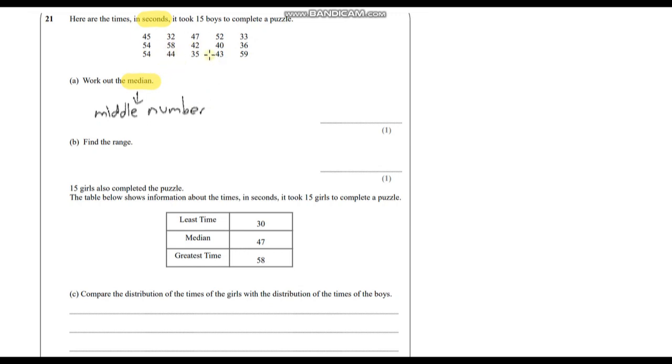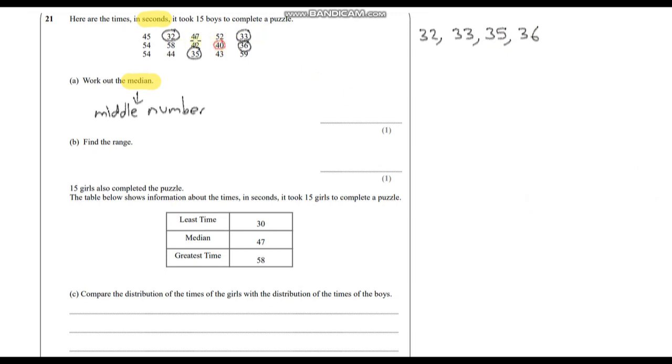Now, there's a few ways you could do this. You could do a stem and leaf diagram, but we don't have that many numbers, so I'm just going to go through all of them and try to put them in order as I go. I can see that there's nothing less than 30. The ones in the 30s are 32, 35, 33 and 36. Put in order, that's 32, 33, 35 and 36.